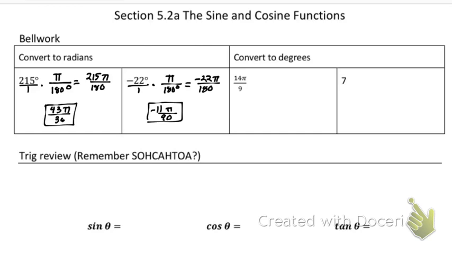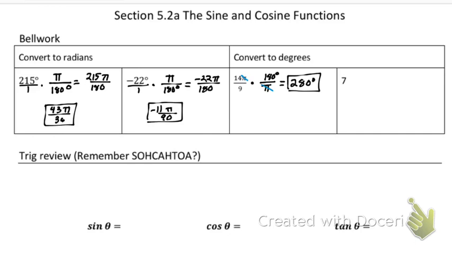To convert to degrees, we're going to do the same thing. We're going to multiply by a fraction. This time, though, I want to put pi in the denominator. I want the pi's to cancel out. So that means my 180 degrees is going to go on top. That way my pi's cancel out. I'm left with 14 times 180 divided by 9. This is one that you can just plug in your calculator. This one comes out really nice. It's just 280 degrees.